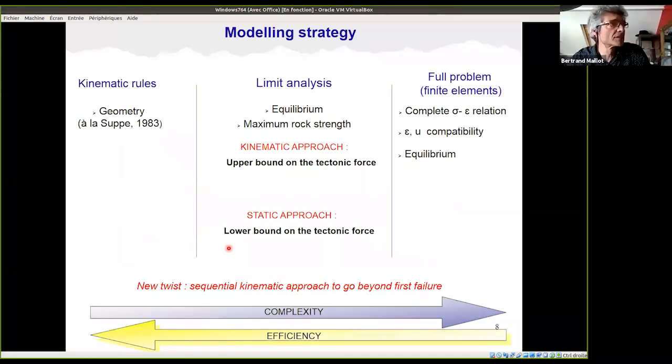Now, the modeling strategy I will now present is somewhere in between two end members that are practiced today. One is kinematic rules, used essentially by field geologists who use geometry like the one I showed in Taiwan on the first slide. Kinematic rules ensure that they produce cross sections that are unfoldable, so we can go back and unfold them in time, and so they produce an initial structure that is realistic. They're very efficient, but they don't make any link to the rheology or to the stress field.